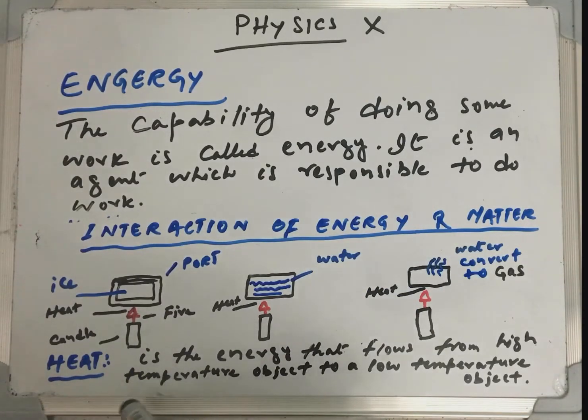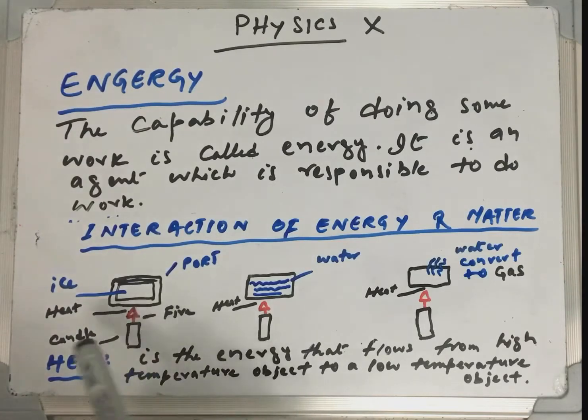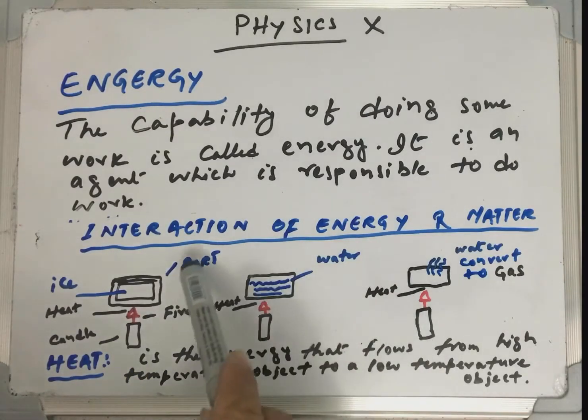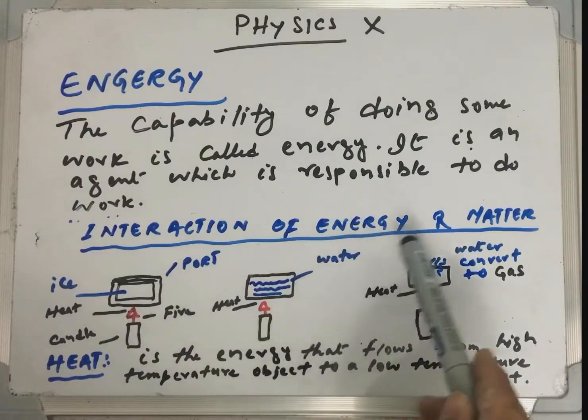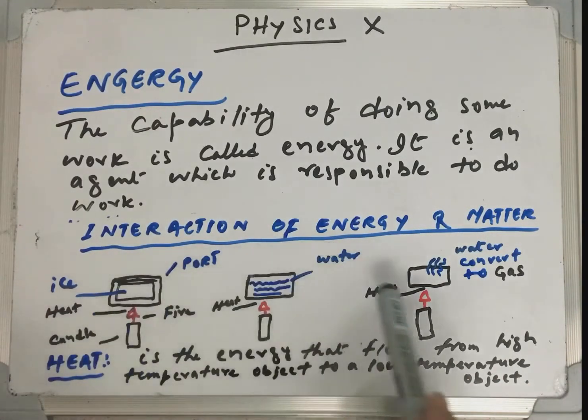So what is heat? Heat is the energy that flows from a high temperature object to a low temperature object. So this is the interaction of energy and matter. So this is the example.